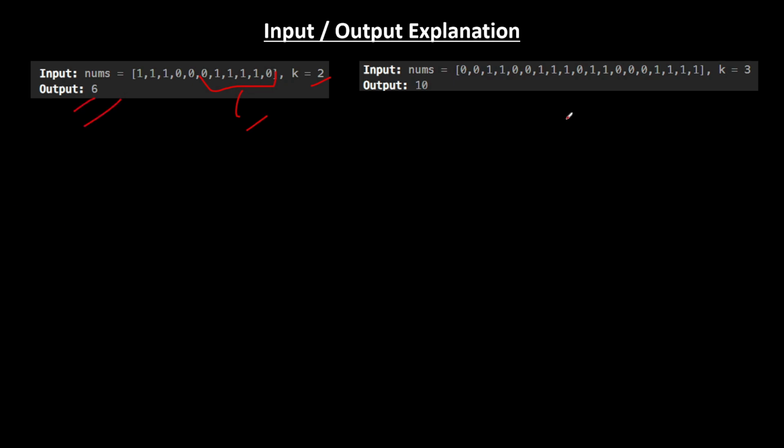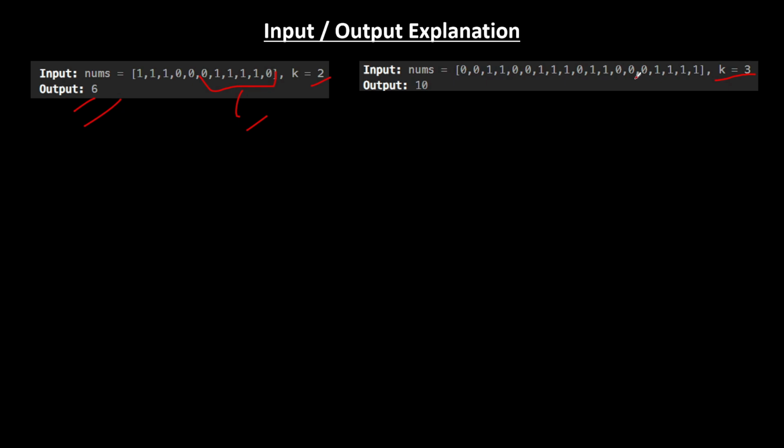Now let's take this example. Here k could be of maximum 3. So we modified these two zeros to 1. We have this 1 and here there is 1. If we flip this 0, right? So we get total 2 plus 1, we get 5. So according to our output, 10 should be the answer, but we are getting 5 here. So let's try another.